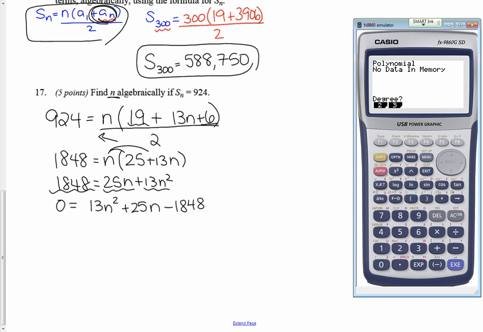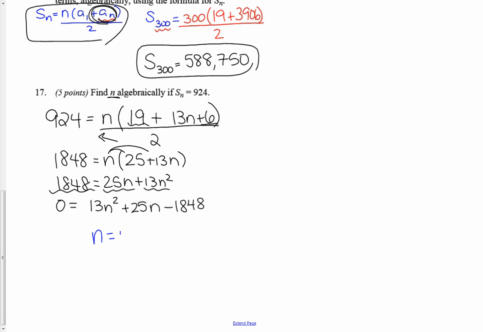So this is a second degree equation. My A is 13, my B is 25, and my C is negative 1,848. If I solve this, I can see I have n is equal to either 11 or negative 12.9 something. We know that n has to be a nice number. It's the number of terms that we have. So our answer is going to be n equals 11. I'm going to write the other one down just to say I know I can't do that. And if you had done the quadratic formula, you would have gotten those two answers also.